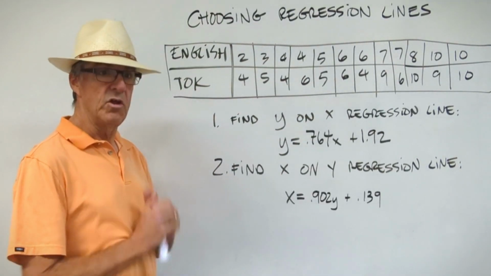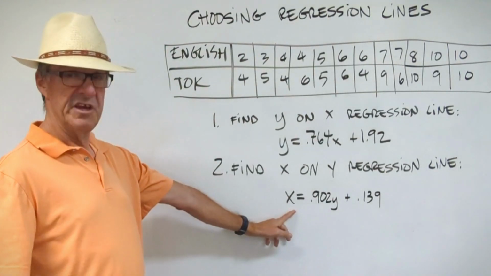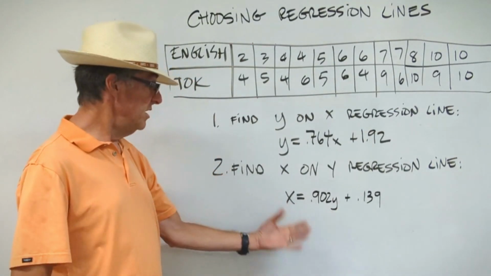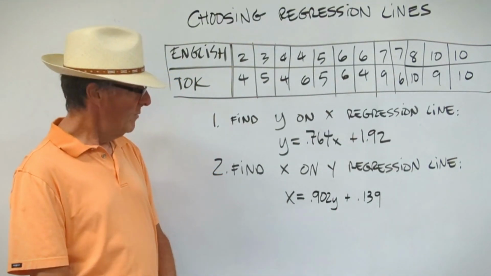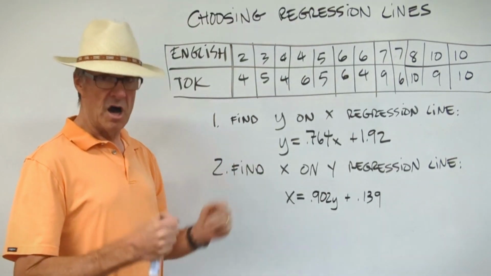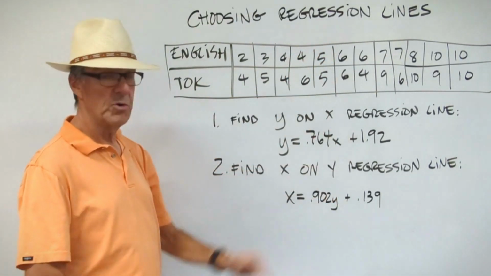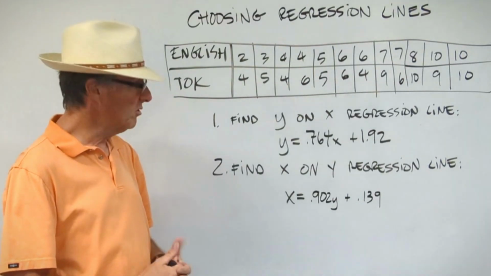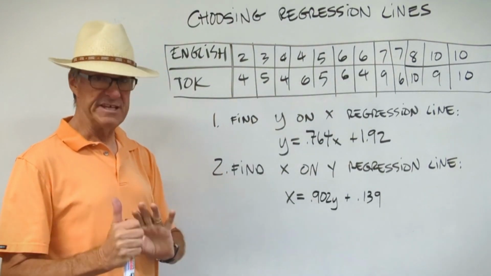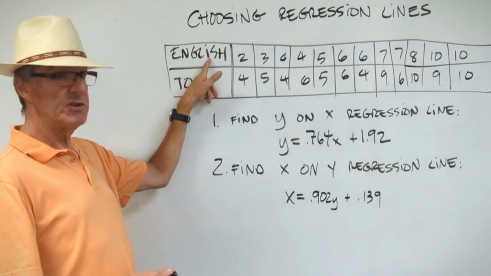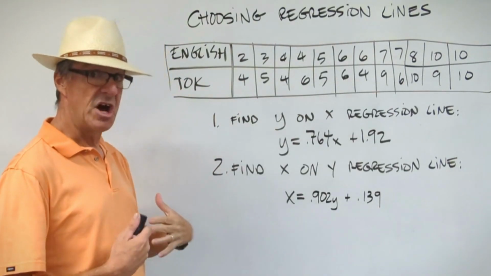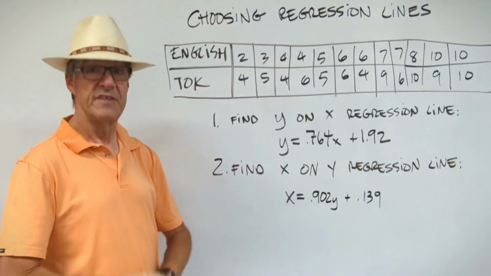All right, a successful trip to your calculator should reveal this equation. Notice how I've switched my x and y's, because now I'm using y as the independent variable, and I get x equals 0.902y plus 0.139. Now, you can put these two equations on a plot. You can scatter plot this data and put these two equations on there, and you're going to see we've got two different regression lines. They have different slopes and different intercepts. And all that means is that if we want to predict English based on TOK, we use this equation. If we want to predict TOK based on English, we use that equation. In fact, that's what we're going to do next.